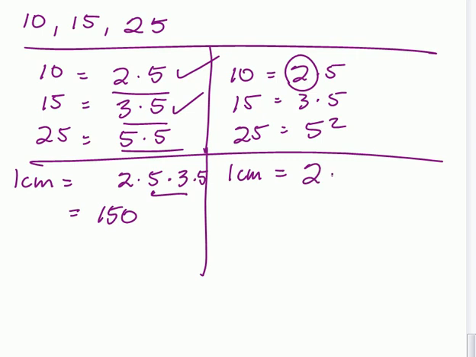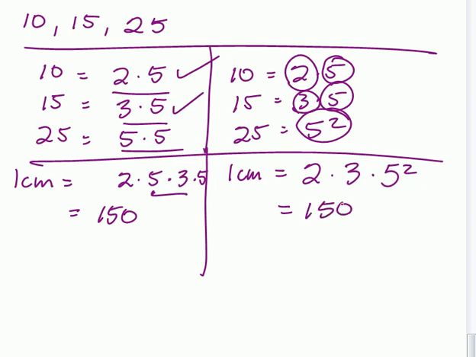And let's look at just one more way. We see a 2, there it is. We see a 3, there it is. We see some 5s, 5, 5, and 5 squared. The biggest one we see is 5 squared, but again, we would get 150.